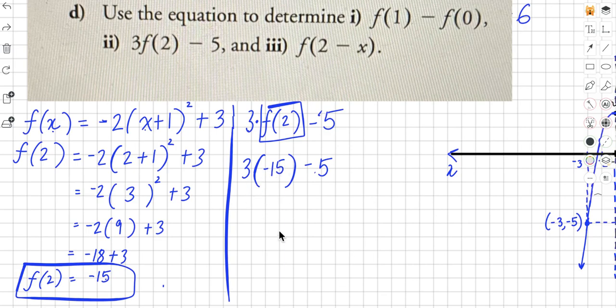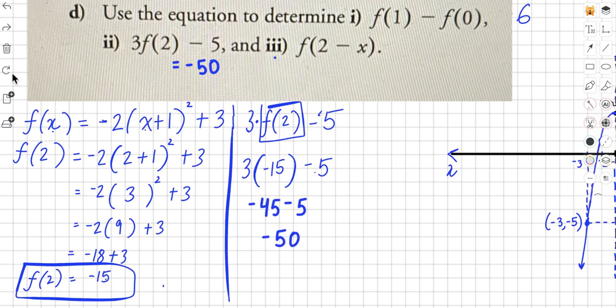3 times negative 15, that's going to be negative 45. So that's negative 45, then minus 5. Now negative 45 minus 5, that's going to be negative 50. So this is the answer. That means this one here will be equal to negative 50. Done with this. I hope you understand this one. Now, that's the answer we got here. We are done with this part.